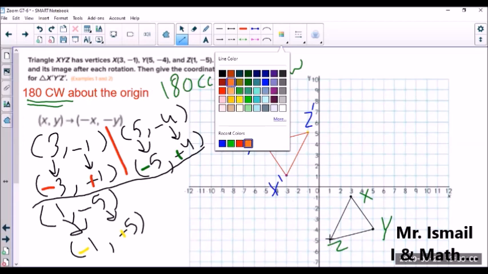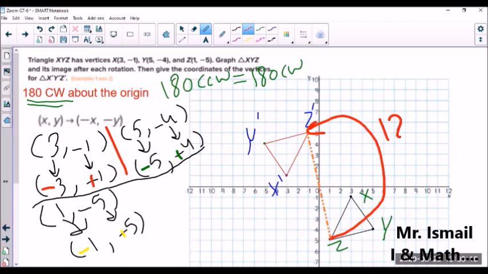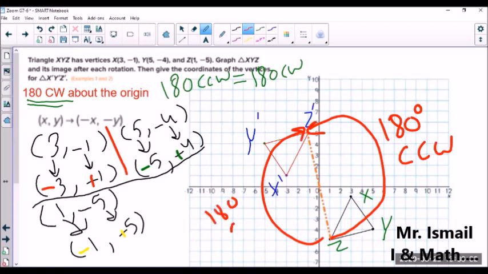Let's take the Z point, that point. See? So I moved from Z to Z prime, 180. And also I can move this counterclockwise, and from this side also to that, also 180 clockwise.